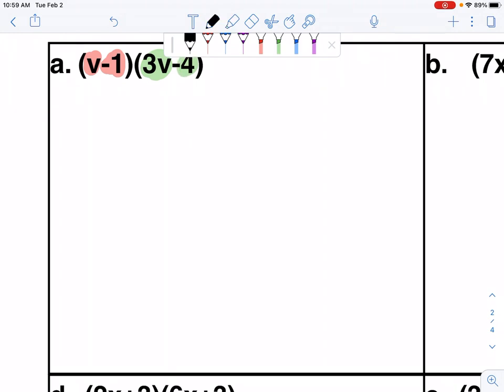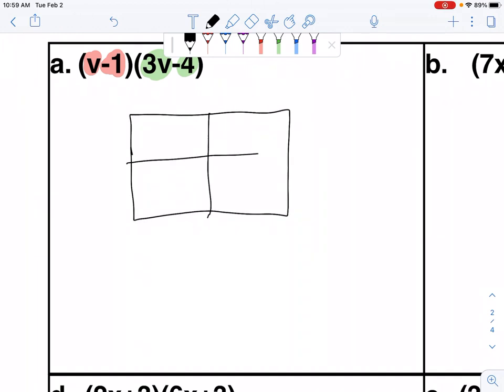And so for the area model, or the box method, we're going to draw a box and we're going to put two terms. My two red terms I put on the side, and my two green terms I put on top. So now that I've done that, I'm going to multiply into the box to create each term.